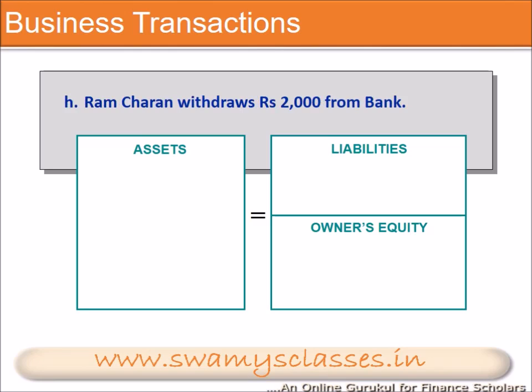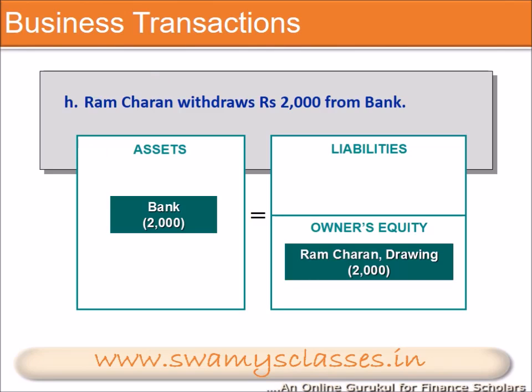Ramcharan withdraws 2000 rupees from bank. Please understand, Ramcharan is withdrawing, so we can safely assume this as drawings. Then how the accounting equation will get adjusted? Obviously, when he draws money, your bank balance will go down. So assets will go down in the name of bank account. Parallelly, owner's equity will go down in the name of drawings. We have learnt earlier in the equation, whenever owner gives money in the name of capital, owner's equity will go up. Whenever owners draw money in the name of drawings, owner's equity will go down.